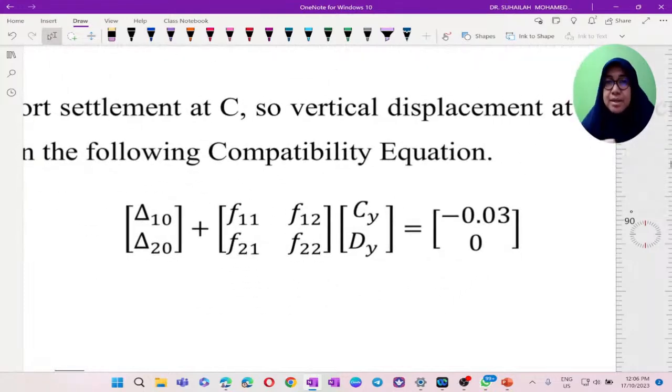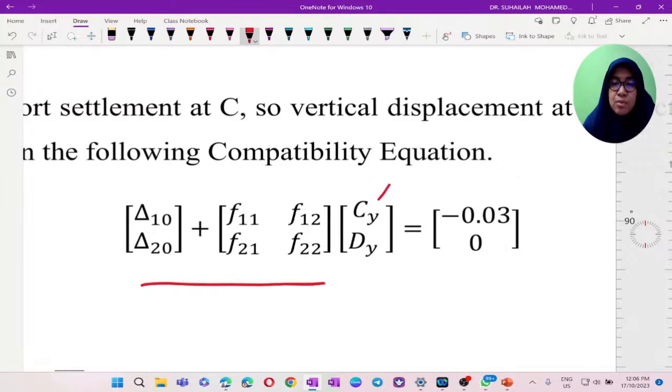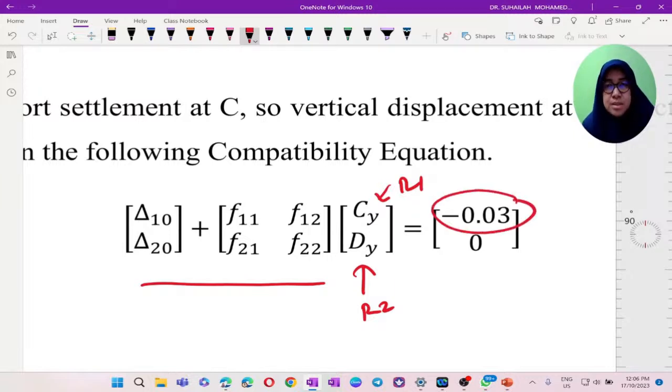to write the compatibility equation, the standard form. This is for R1, this is for R2, and displacement occurs at position C in the actual system. So normally support settlement will only affect the actual system. Support settlement only affects this actual system, right?